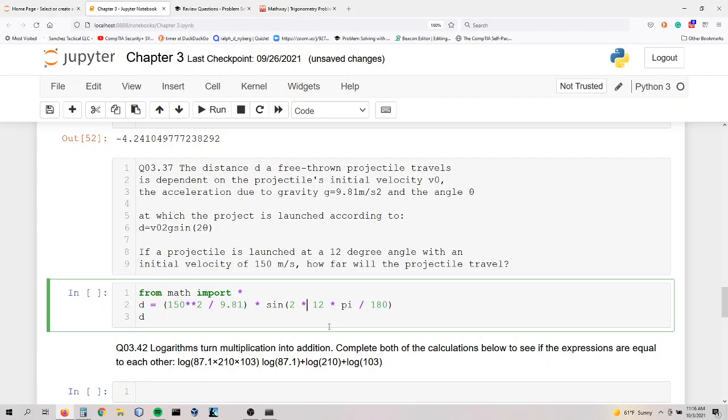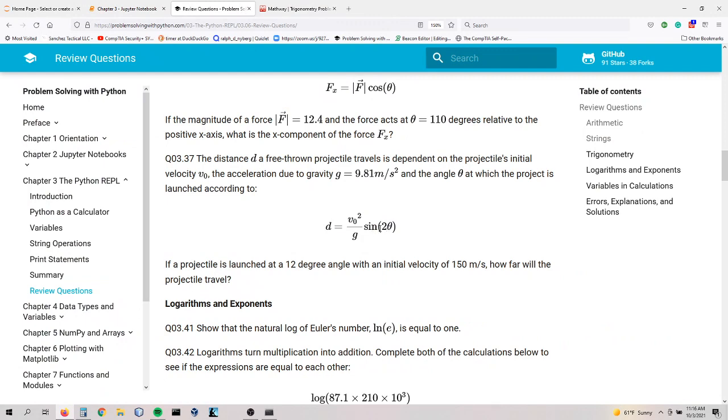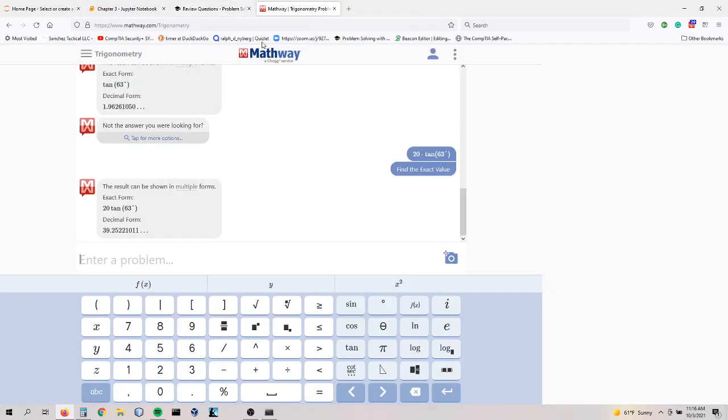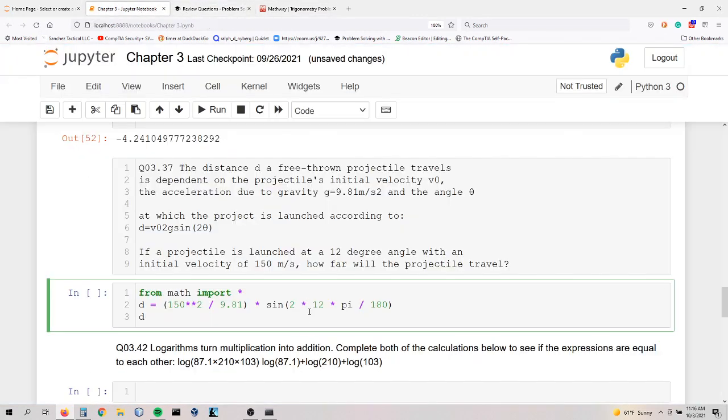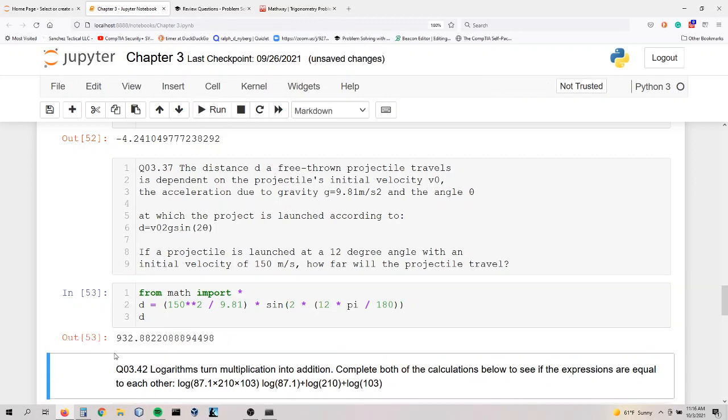So it's 2 theta inside of the sine. If we go back to this, it's 2 theta, right? Not 20. It's 2 times theta inside of the angle. Now, I don't know if it'll really affect the answer. We can put this in another bracket if we desire. I feel like maybe we should, just to be safe. And what we get is 932.